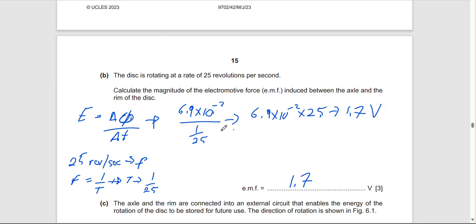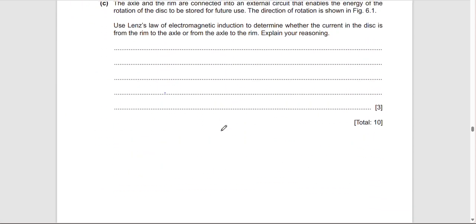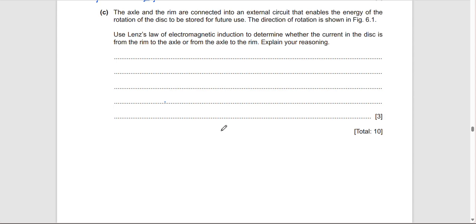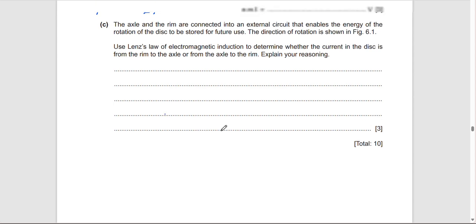Here we go. C. The axle and the rim are connected to an external circuit that enables the energy of the rotation of the disk to be stored for future use. The direction of rotation is shown in Fig 6.1. Use Lenz's law of electromagnetic induction to determine whether the current in the disk is from the rim to the axle, or from the axle to the rim.